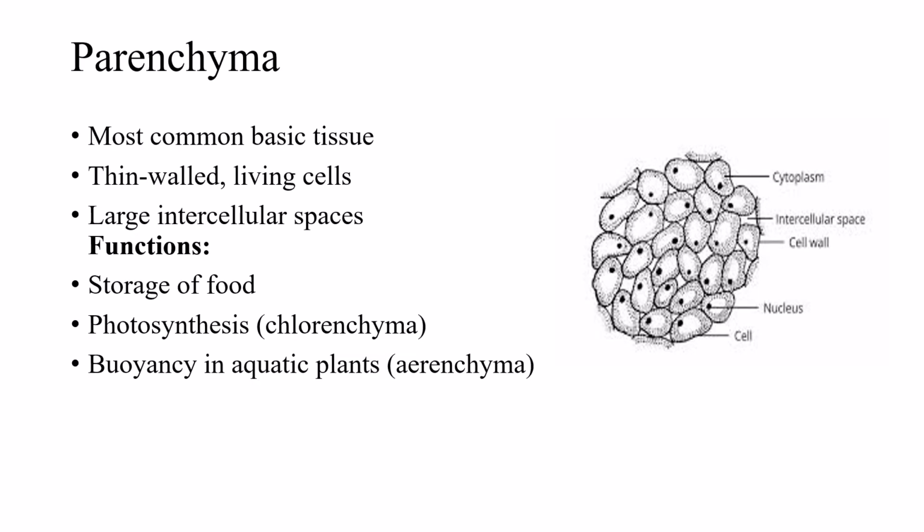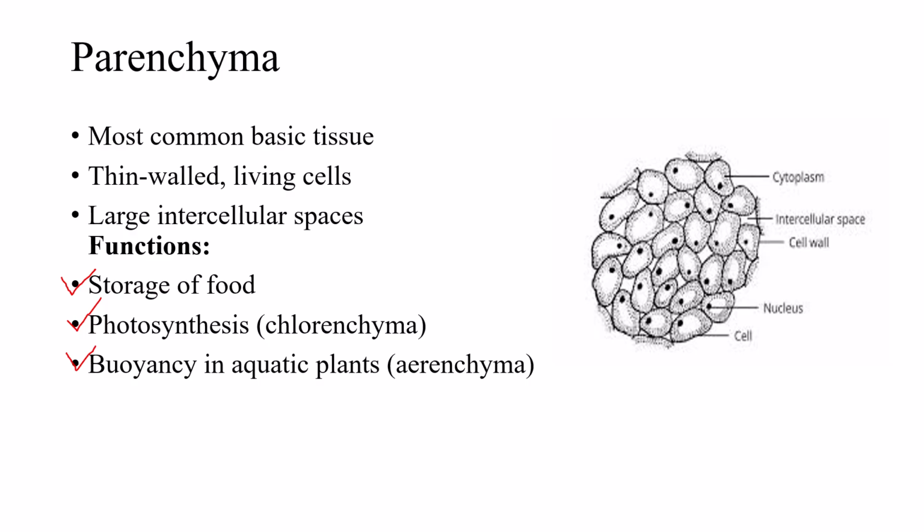Now let's come to parenchyma tissue. It is the most common basic tissue: thin-walled living cells with large intercellular spaces. What are its functions? Its functions are storage of food, photosynthesis, and buoyancy in aquatic plants. So now let us discuss these functions.